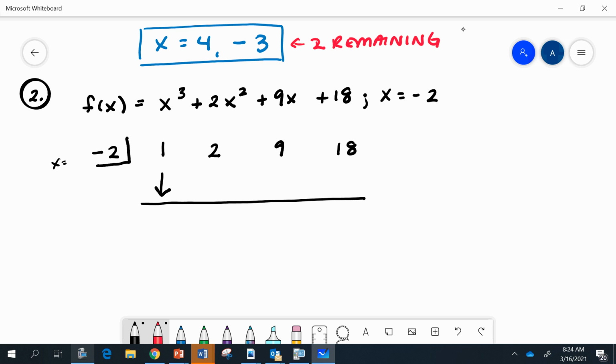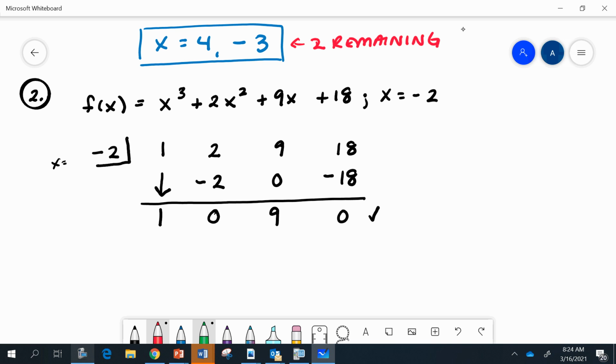So let's run through. Let's bring down the leading coefficient right here, and we're going to multiply and take 1 times -2 is -2, and we always add, and this time we get 0. 0 times -2 is 0. We add down to get 9. 9 times -2 is -18. So one thing I really like about this is because we get that remainder of 0, this makes me feel confident that we're on the right track so far.